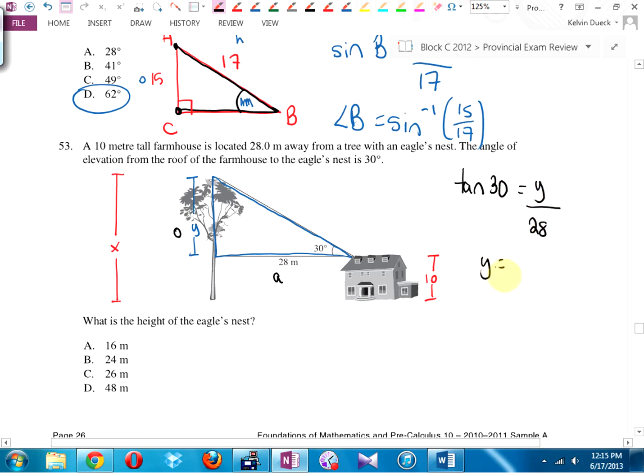Is y going to be 28 times tan 30, or is y going to be 28 divided by tan 30? And if you're not sure, cross multiply and do the math. I think it ends up being 28 times tan 30.